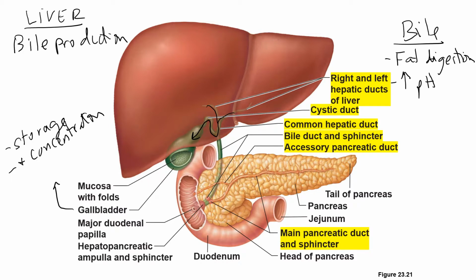Duodenal hormones like cholecystokinin and secretin are going to stimulate the gallbladder into releasing bile during digestion. Bile will exit the gallbladder, travel to the cystic duct, common bile duct, and through the hepatopancreatic ampulla be secreted into the small intestine.